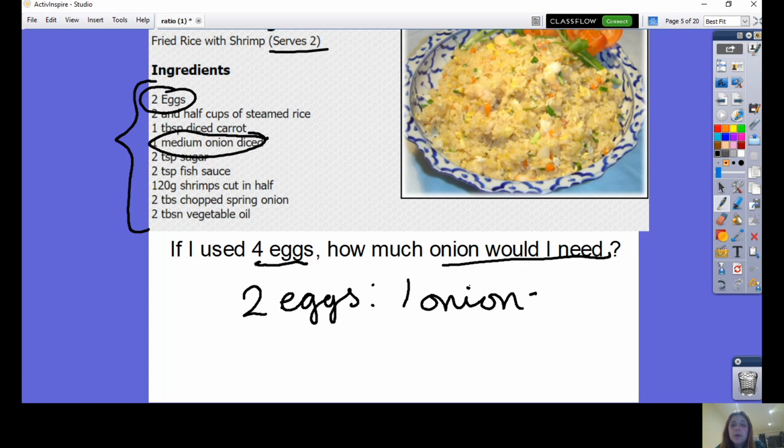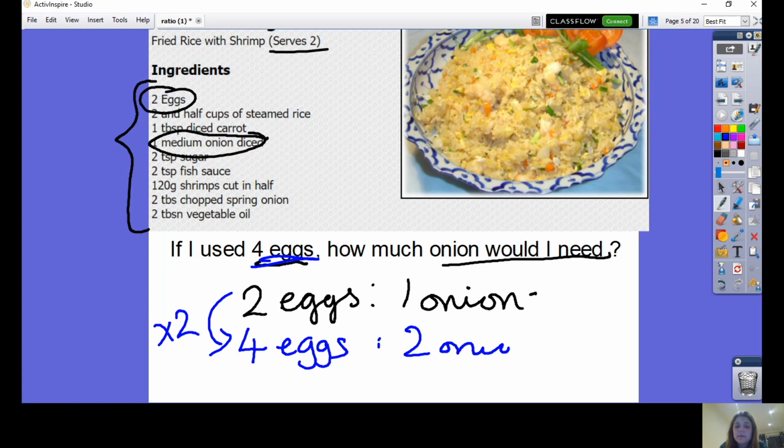That's step 1. You write out what's in the original recipe. Now, you've got 2 options here for how you want to solve it. You can do it the same way as we did yesterday. So this time you're writing now 4 eggs. How do you get from 2 eggs to 4 eggs? I need to times by 2. That would make this have 2 onions.